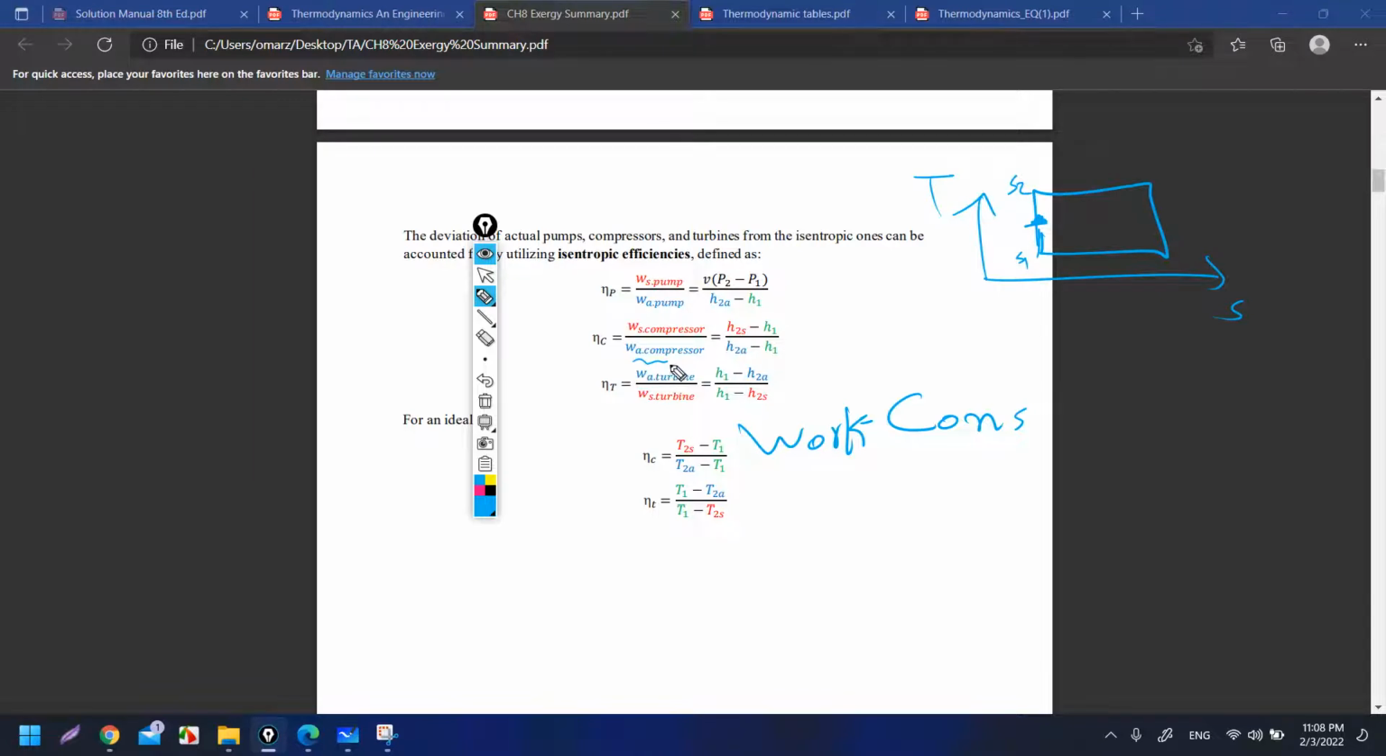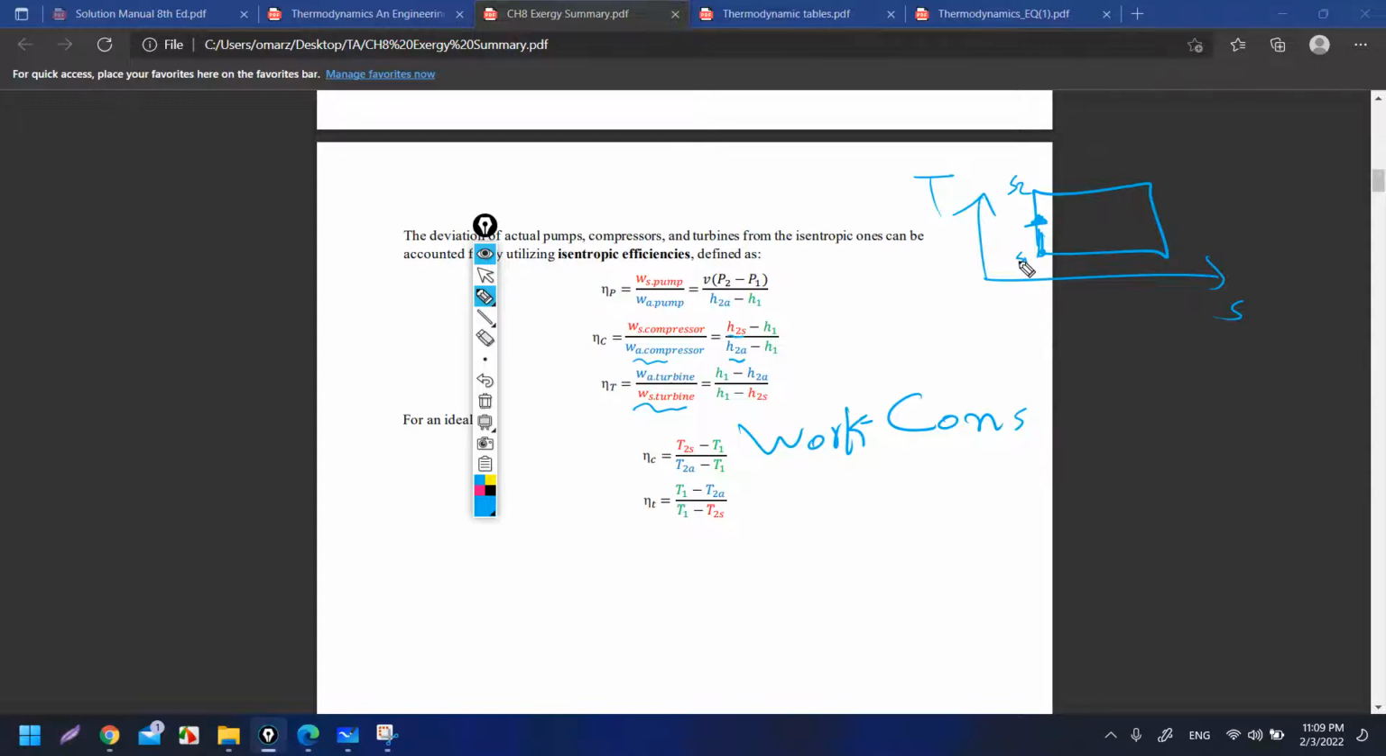The actual will be in the numerator, because the turbine is a work producing device. It is better for me to have a higher work, so the isentropic one will be in the denominator. So this one will always be less than 1. Okay, and this one will equal h2 minus h1. The difference is the same, the enthalpy at state 2 minus the enthalpy at state 1. Okay, but this one for the actual and this one for the isentropic. h1 is the beginning, at the inlet of the compressor.